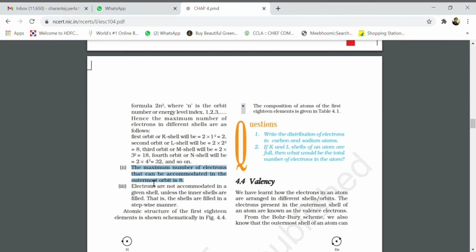And the third rule was that electrons are not accommodated in a given shell unless the inner shells are filled. So the shells are filled in a stepwise manner.